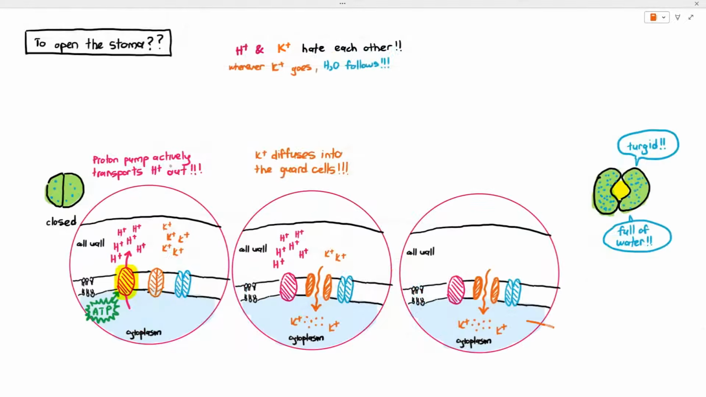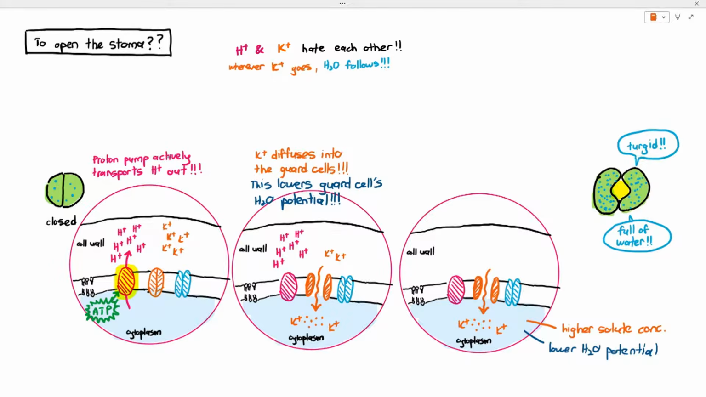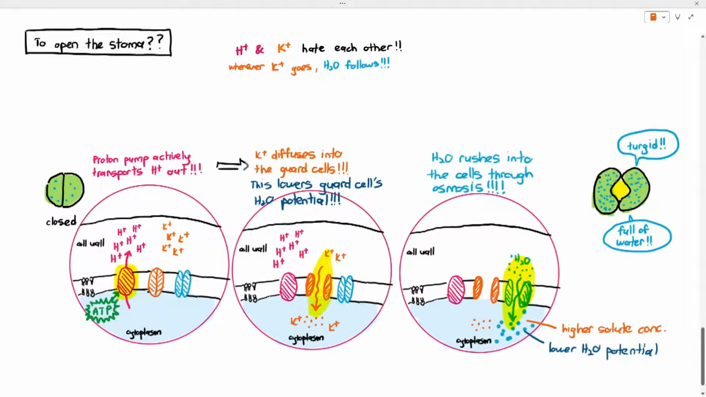When potassium ion diffuses or rushes into the cell, it causes the cells to have a higher solute concentration. And remember the relationship about solute concentration and water potential. When solute concentration goes up, water potential goes down. It lowers the water potential. Therefore, it will cause water to also rush into the cell by osmosis, represented by those blue colored dots.